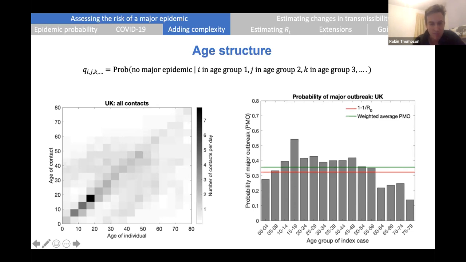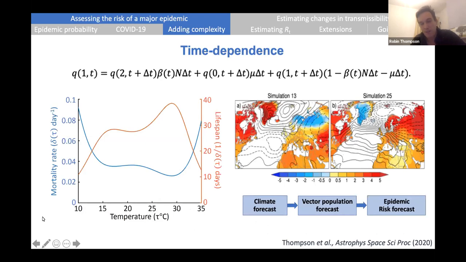So tailoring this method to COVID-19. Something else that I've been very interested in is I'm working with climate scientists in the US at Colorado State University to look at how epidemic risks are likely to change for host vector pathogens going forwards under climate change. And so the broad idea of the framework is that you take climate forecasts, you then use those climate forecasts to make vector population forecasts. So you look at vector ecology and how that changes under a changing climate.